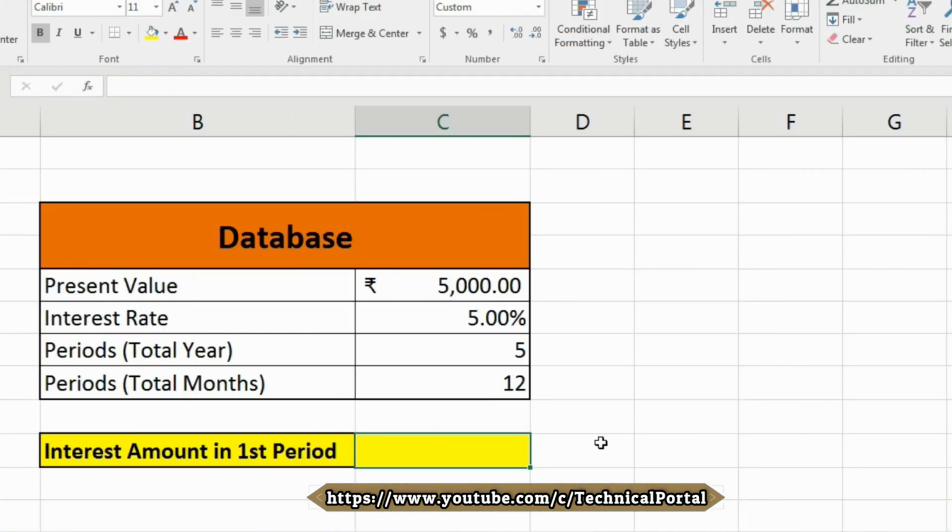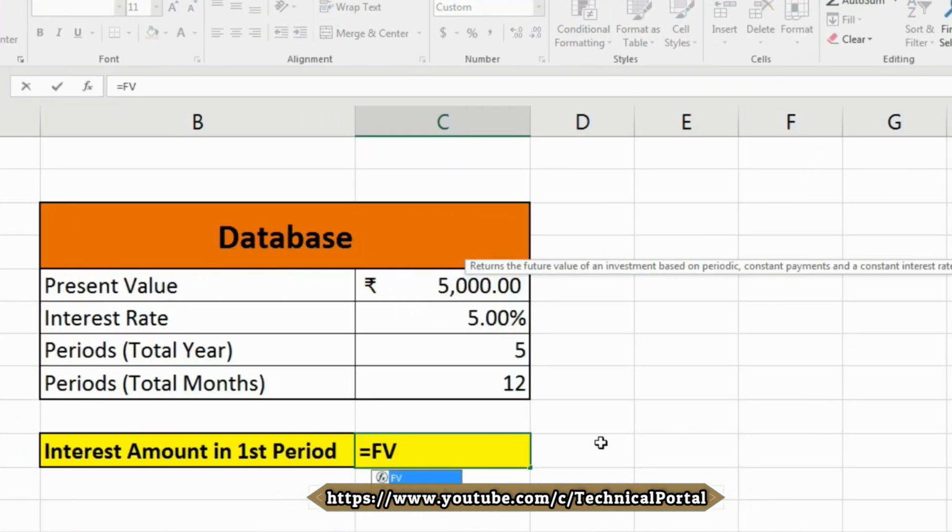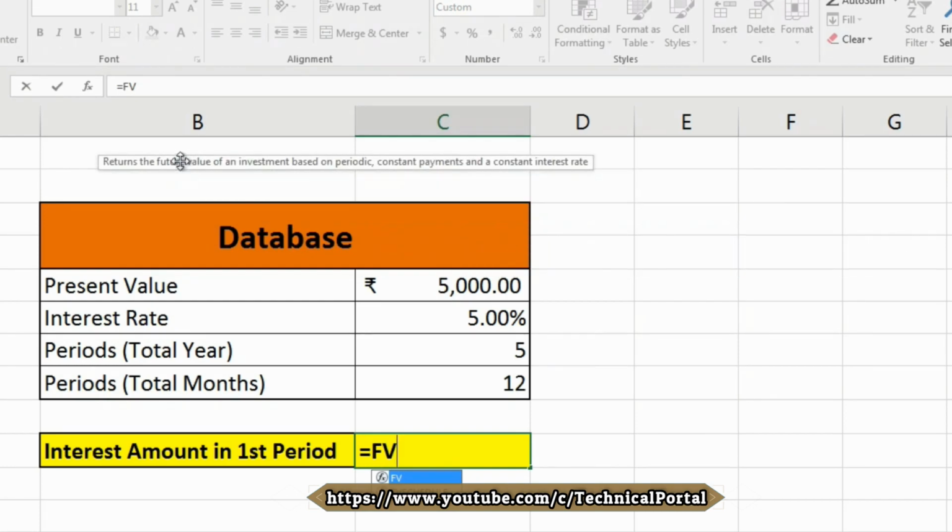So using the FV formula, like this, equals FV, you can see its option that it returns the future value of an investment based on periodic constant payments and a constant interest rate. That means FV means the future value. If you insert a parenthesis, now it is asking for rate, and what will be rate? That is rate per month, right? So how to calculate it?